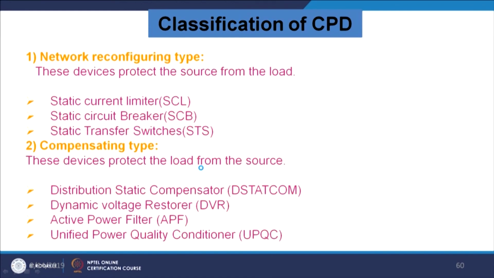So, these are a few network configuration types. This type of device: a static current limiter, static circuit breaker, static transfer switches. In the compensating type, it can be a DSTATCOM, it can be DVR, it can be a shunt active power filter, it can be UPQC. So, please recall this, remember this slide, an MCQ question will come from this.